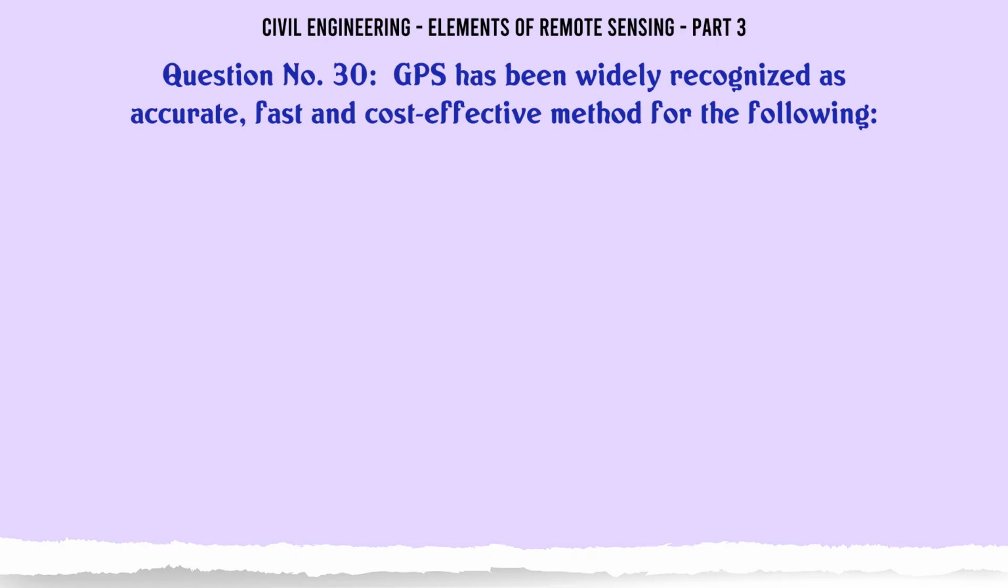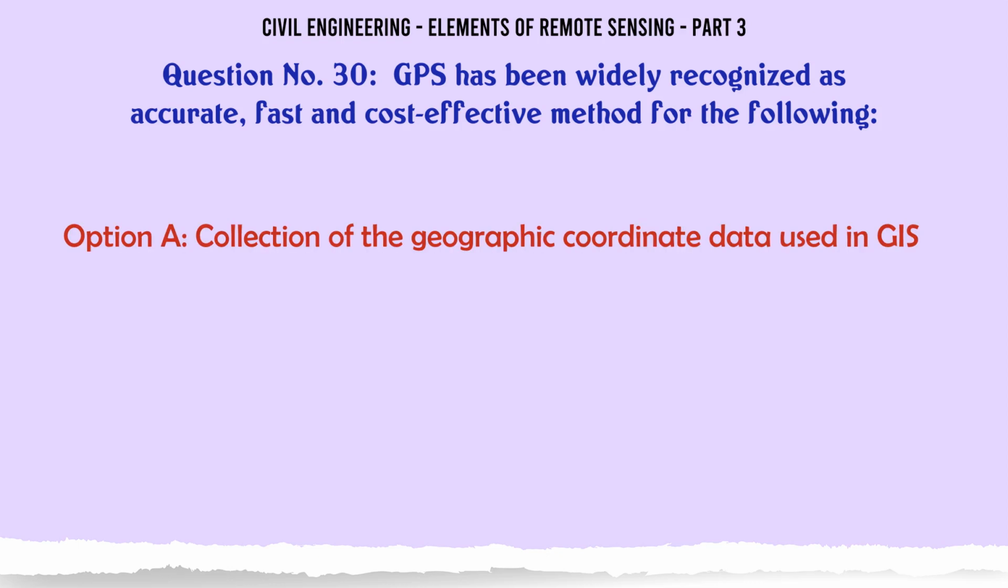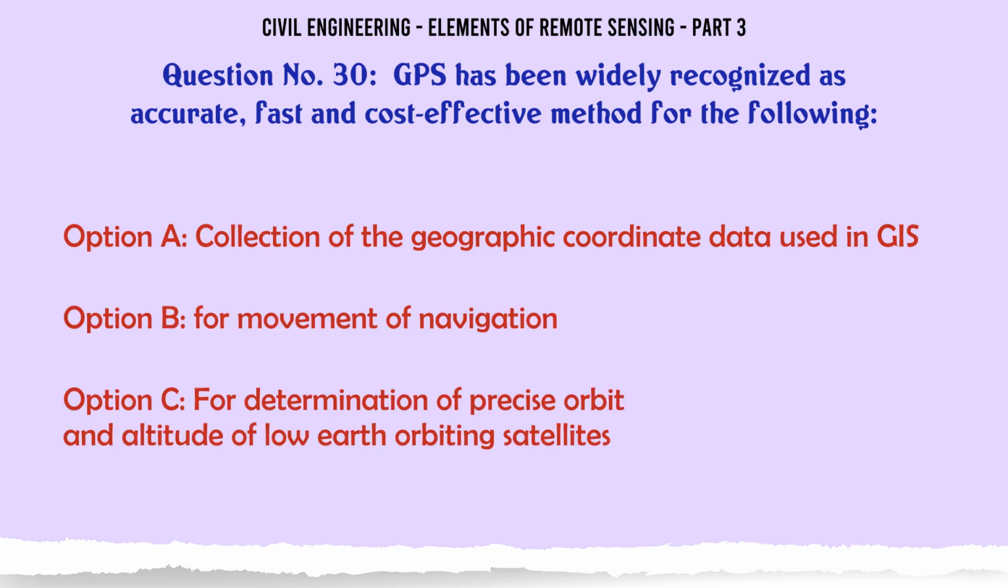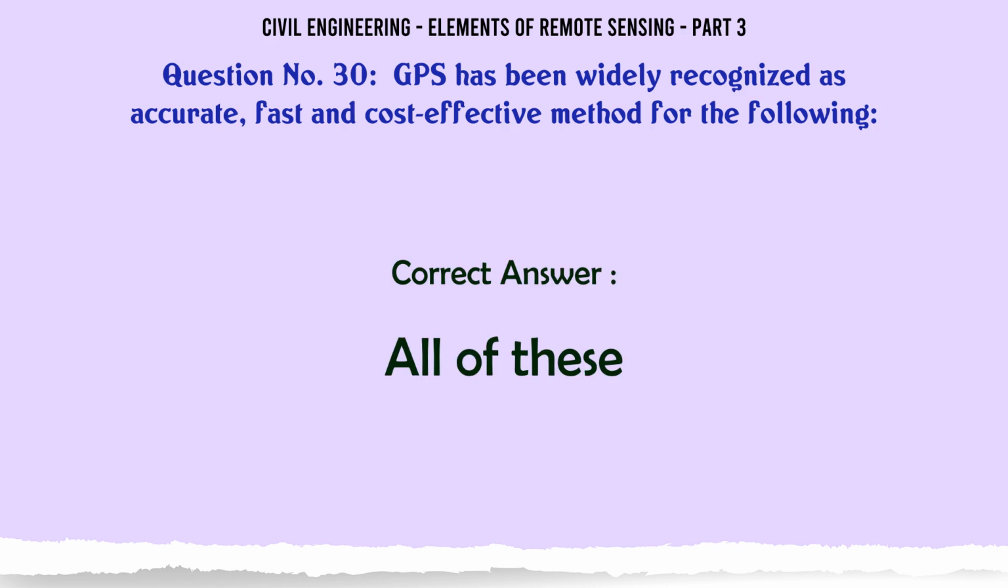GPS has been widely recognized as an accurate, fast, and cost-effective method for the following. A. Collection of the geographic coordinate data used in GIS. B. For movement of navigation. C. For determination of precise orbit and altitude of low Earth orbiting satellites. D. All of these. The correct answer is all of these.